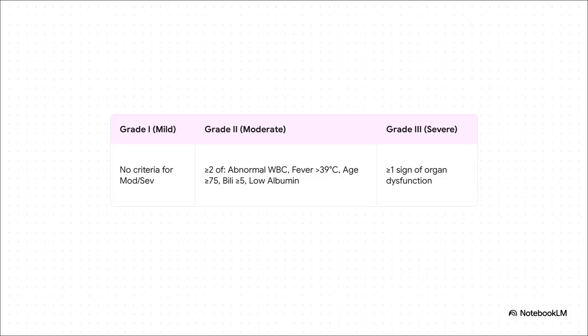Let's start with the absolute sickest, grade 3, severe. This one's easy. It's any patient who's showing signs of organ dysfunction. We're talking hypotension, confusion, kidney failure, you name it. Now, grade 2, or moderate, means they don't have organ failure, but they do have at least 2 signs of pretty serious inflammation, like a super high fever or a wacky white count. And grade 1, mild? Well, that's everybody else. They've got cholangitis, but they don't meet any of the criteria for moderate or severe.